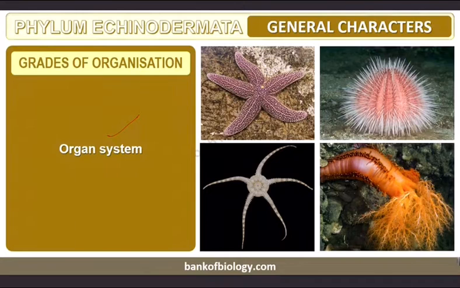So grades of organization, if you see, as we said, we are placing this phylum under the highest category among the invertebrates. That means it has to be an evolved one. And the evolution is displayed in the form of the presence of organ systems. That means there is a digestive system, a respiratory system, a circulatory system, like this. So it is organ system.